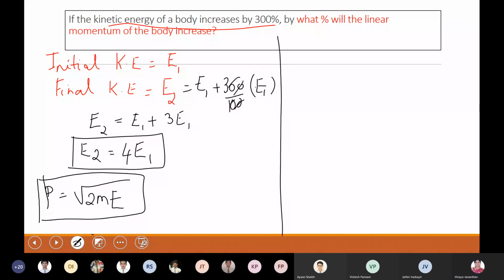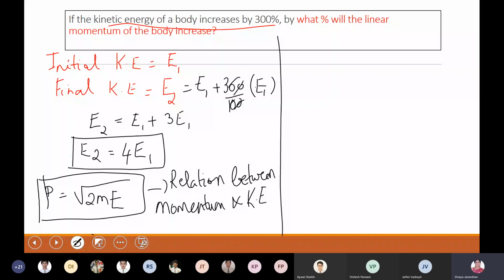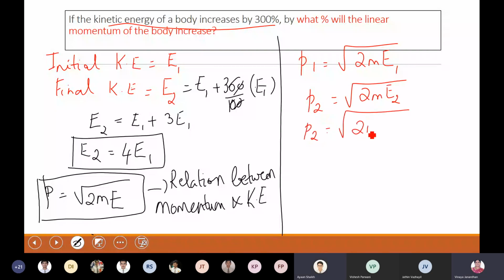Fine. Okay. So this is the relation between momentum and kinetic energy. So now I'll go for P1 is equal to root of 2mE1. P2 is equal to root of 2mE2. So what is E2? So P2 becomes equal to root of 2m. What is E2? 4 times E1, correct?